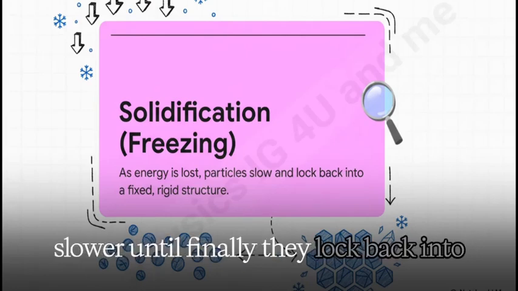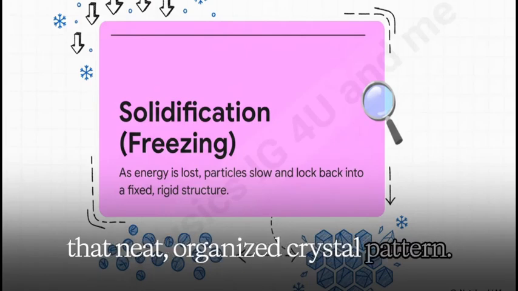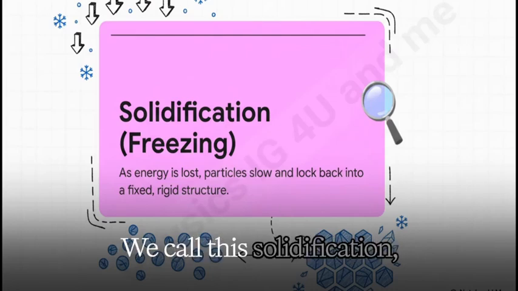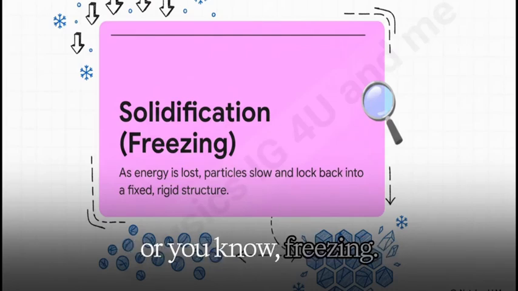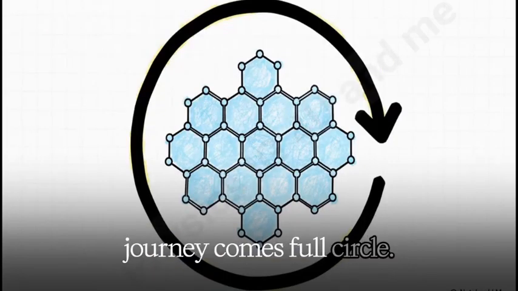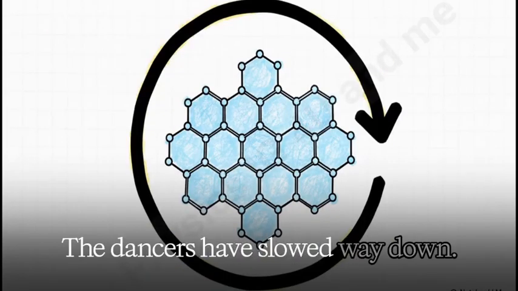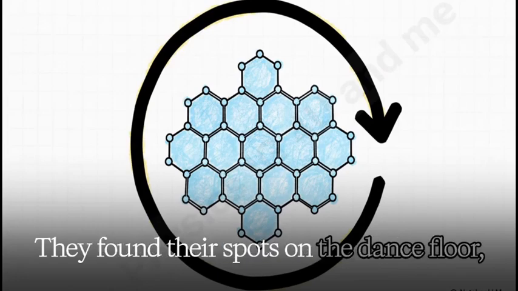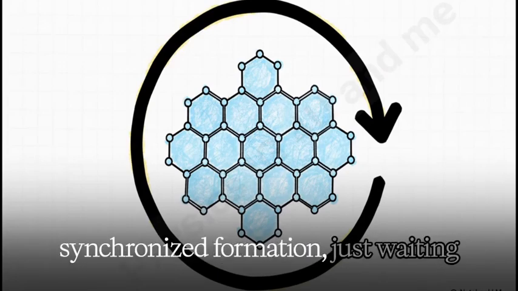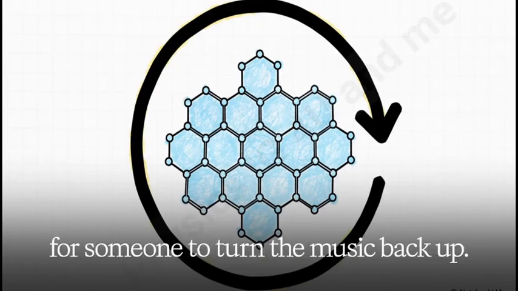And if we keep removing energy, the particles in the liquid just get slower and slower until finally they lock back into that neat, organized crystal pattern we started with. They've returned to the solid state. We call this solidification, or freezing. And just like that, our whole journey comes full circle. The dancers have slowed way down, they've found their spots on the dance floor, and they've snapped back into that tight, synchronized formation, just waiting for someone to turn the music back up.